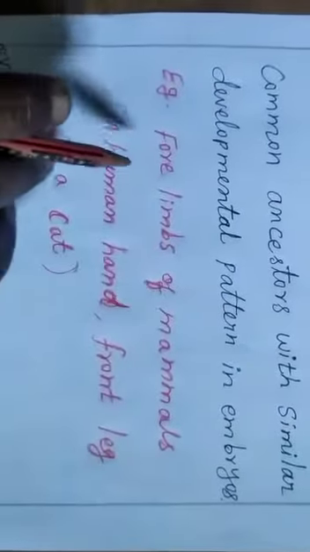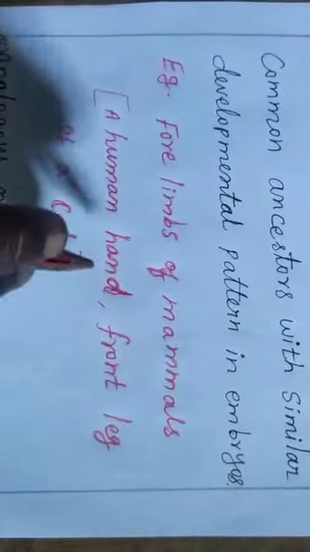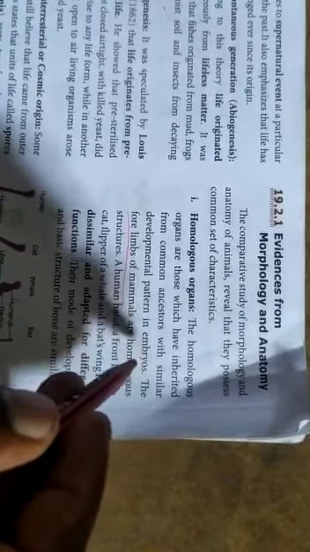For example, you see the four limbs of mammals: a human hand, the front leg of a cat. Listen, again, you see homologous organs, those which have been inherited from a common ancestor with a similar developmental pattern in embryos. An embryo is formed by the fusion of male and female gametes to form a zygote. The beginning stage of the developing organism is called an embryo. The four limbs of mammals are homologous structures.